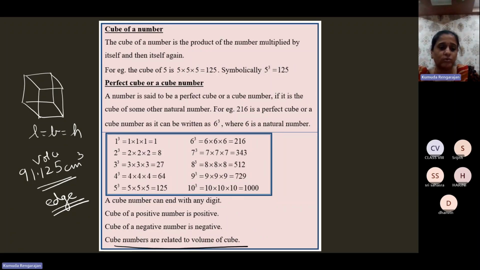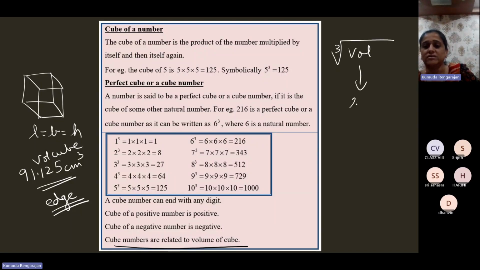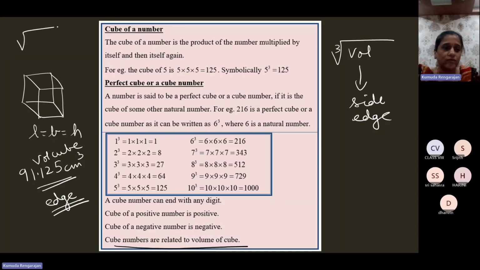Volume of cube is given to you, 91.125 centimeter cubed. Find the edge of the cube. So the cube root of volume will give you the side or the edge of the cube. Like square root of area will give you the side of the square. Square root of area will give you the side of the square. Cube root of volume will give you the edge of a cube.